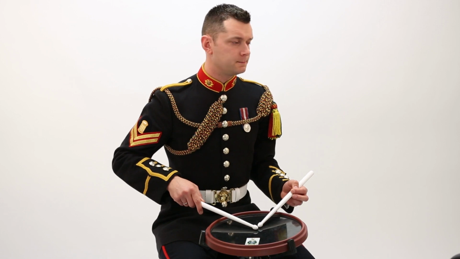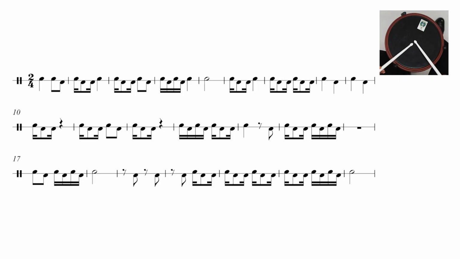Get into the habit now of looking immediately at the time signature and the tempo of the piece, then check out the first few bars. Ready? 1, 2, 3, 4.